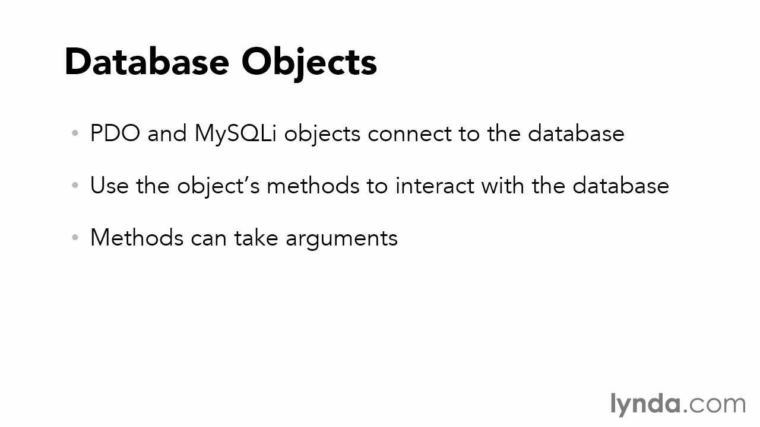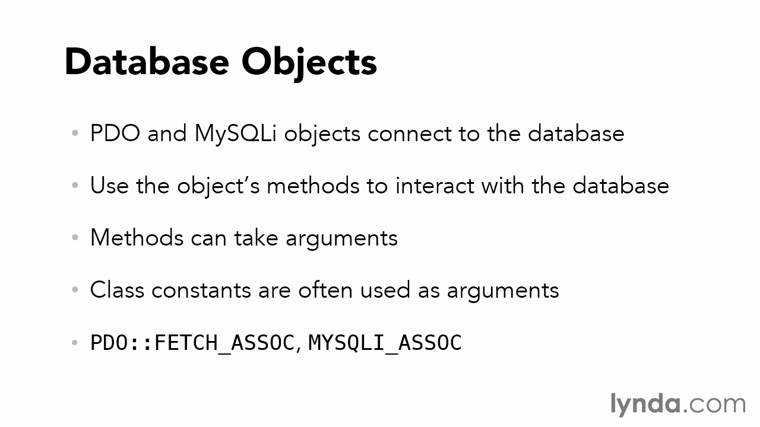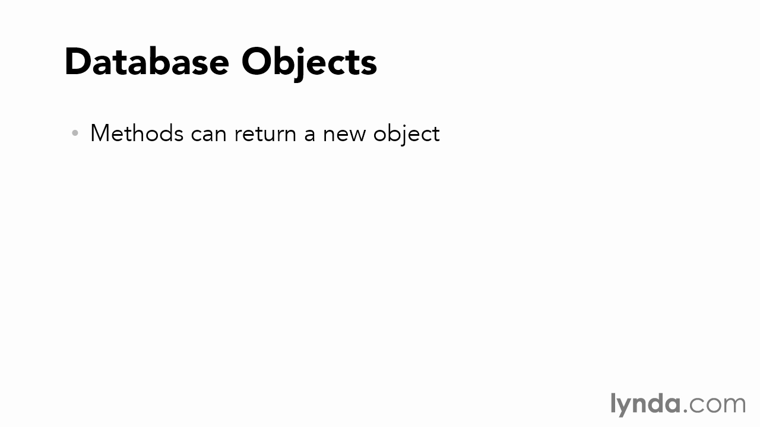Methods are basically functions, so they can take arguments. Class constants are frequently used as arguments. Constants are all in uppercase. PDO constants begin with PDO and a double colon, which is known as the scope resolution operator. MySQLi constants begin with MySQLi underscore. Calling an object's method often returns a new object. This usually contains the results of a query or a prepared statement.